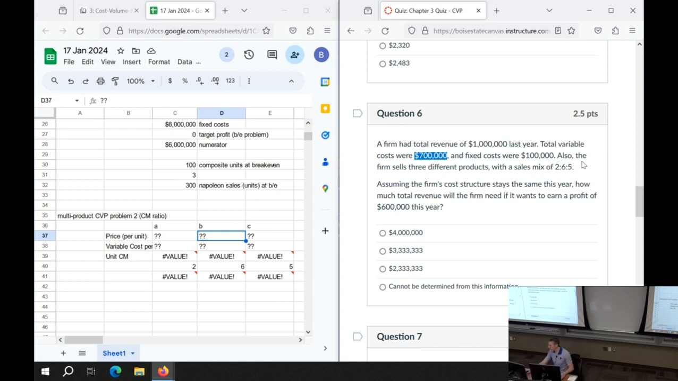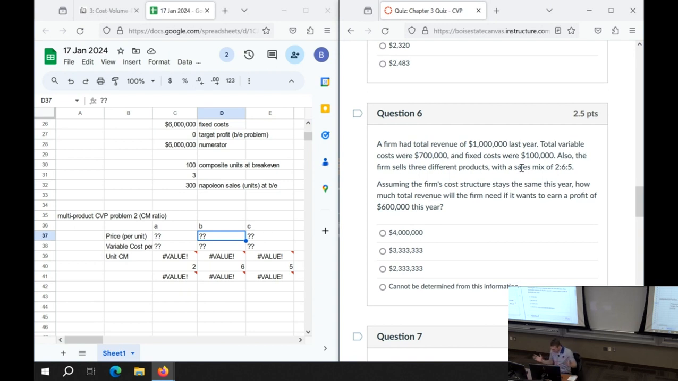If we sold our 3 units at 2 to 6 to 5 and it produced these numbers, then the CM ratio those 2 numbers represent will maintain as long as we're keeping that 2 to 6 to 5 next year. So we can get around the whole rigmarole. If you were like me, you would be hating me right now because I've created a question here where you have to use a CM ratio.